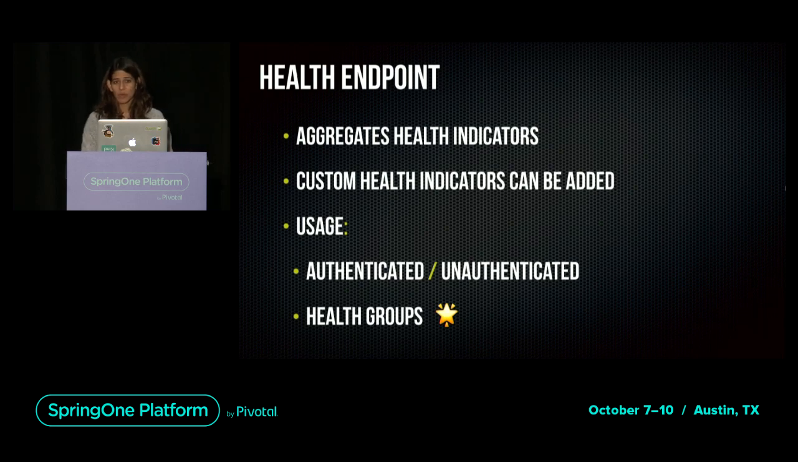You can use the health endpoint in an authenticated and unauthenticated mode. I think this is important because when you have an app running in production, you have monitoring systems monitoring that app. So you can use the unauthenticated mode to keep hitting the application to make sure you're just getting a 200 OK response back from the app. And let's say you get a 503 service unavailable. You can then log in as a user and get more details from the health endpoint. And health groups is something that has been added recently in 2.2. It lets you group certain health indicators depending on how you want to group them.